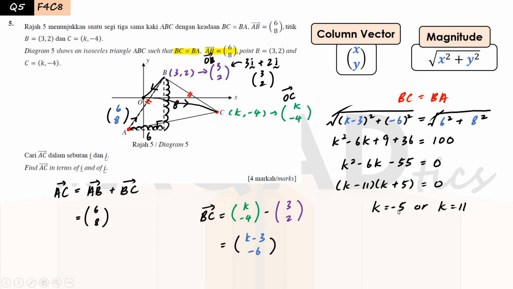So here we have k equals to -5 and k equals to 11. To choose which one to select, we can look back at this diagram here. If you look at point C, it is located here. The x value is positive, so that means we reject k equals to -5. Once we have the value of k ready, we can substitute it here and write it here. So once we simplify this, you will get the vector is 14, 2. And don't forget, here it says write in terms of i and j, so we are going to write it in the i and j format, which is 14i plus 2j.